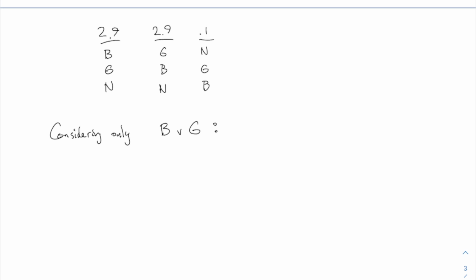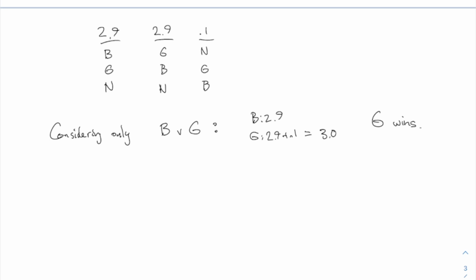Well, then we can see the people in the first column prefer Bush, and the people in the other two columns both prefer Gore, right? In these columns, Gore is above Bush. Here, Bush is above Gore. So considering only Bush versus Gore, Bush would have 2.9 million. Gore would have 2.9 plus 0.1, which is 3.0, all right? So if we consider only Bush versus Gore, Gore would be the winner.